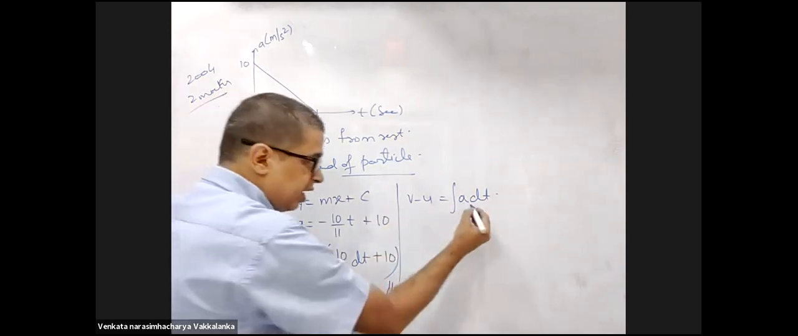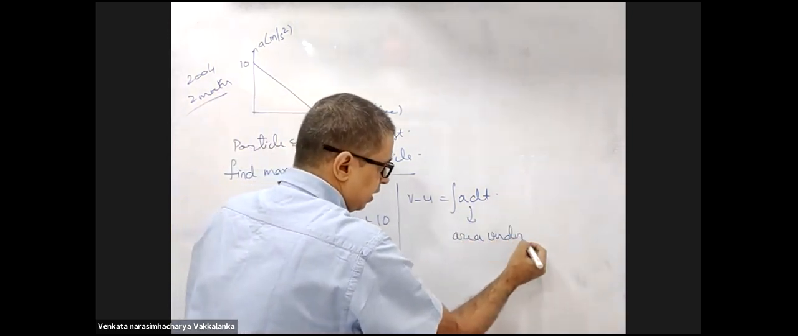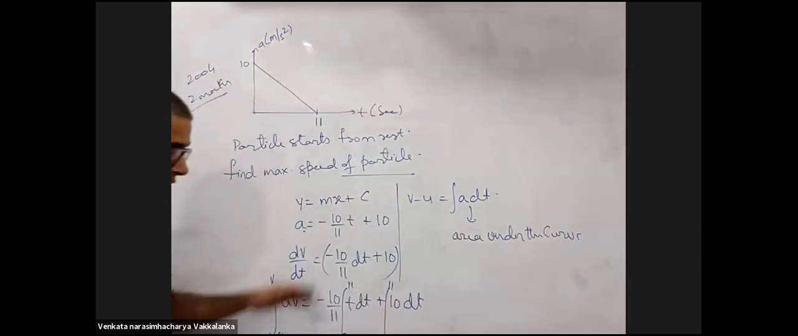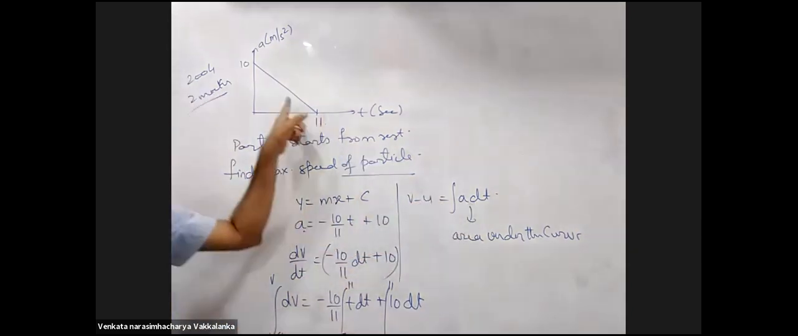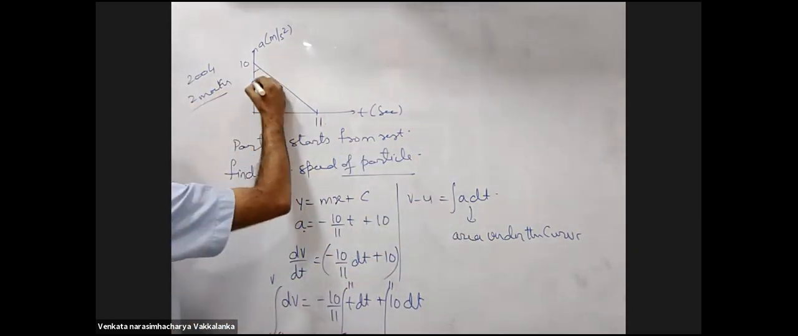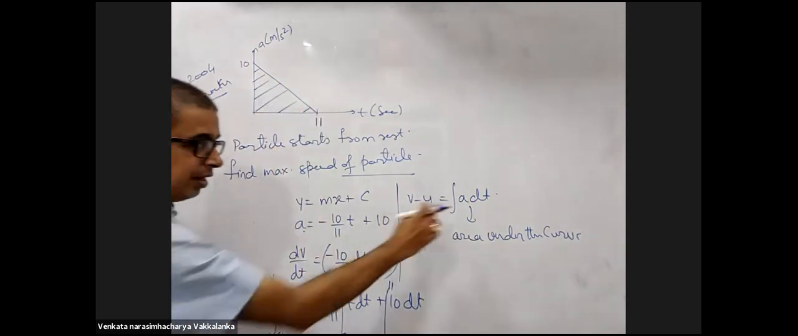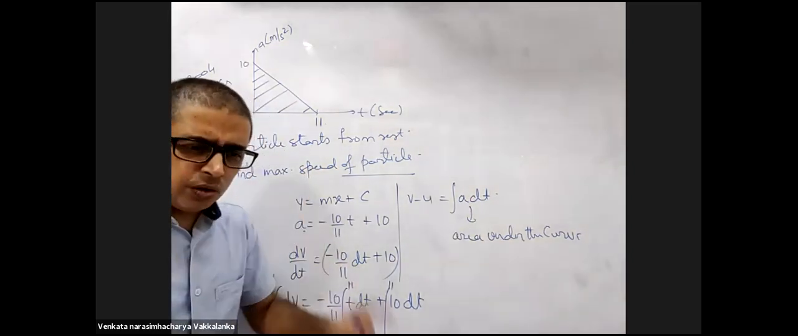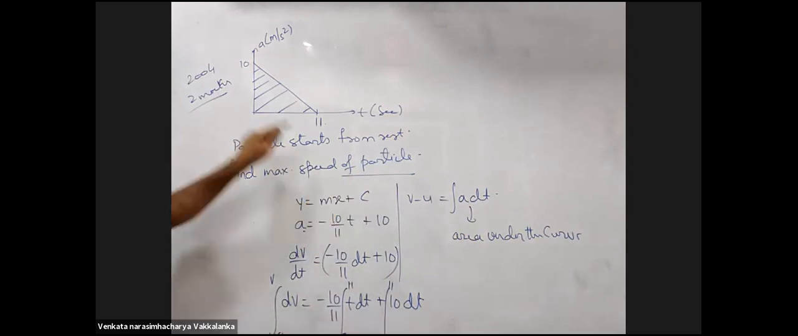And this will be the area under the curve and above the x-axis. So technically, I don't need to do this integration if you are able to see that a dt will be this area. Or if I don't want to think of area, blindly I will go by the mathematics of it.